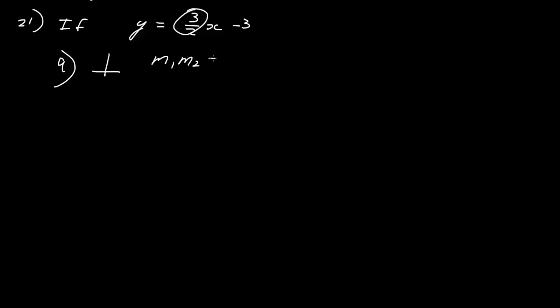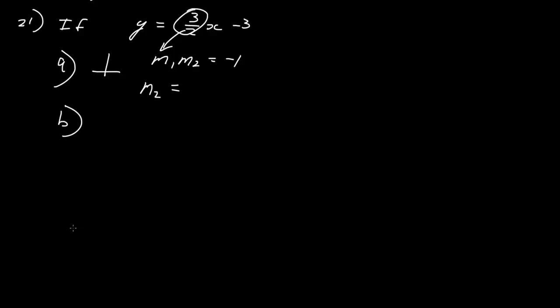Okay, 21 says if y equals 3 over 2 x minus 3, what is the gradient of a line that is, so A, what is the gradient of a line that is perpendicular to this line? So this line's gradient is that. And we know perpendicular lines, m1 m2 equals -1. So you can substitute 3 over 2 in there and solve for m2. And that is the gradient of a line that's perpendicular.